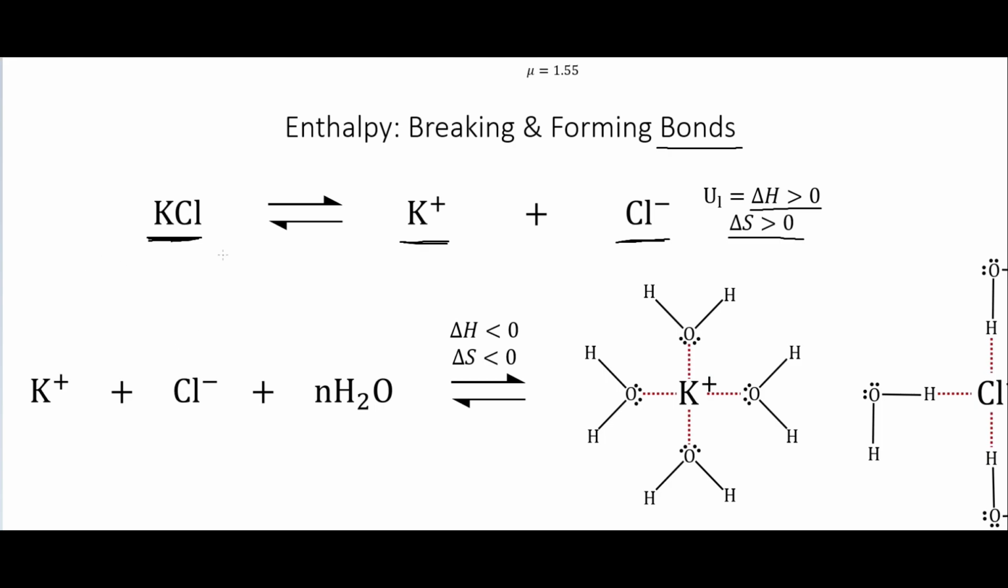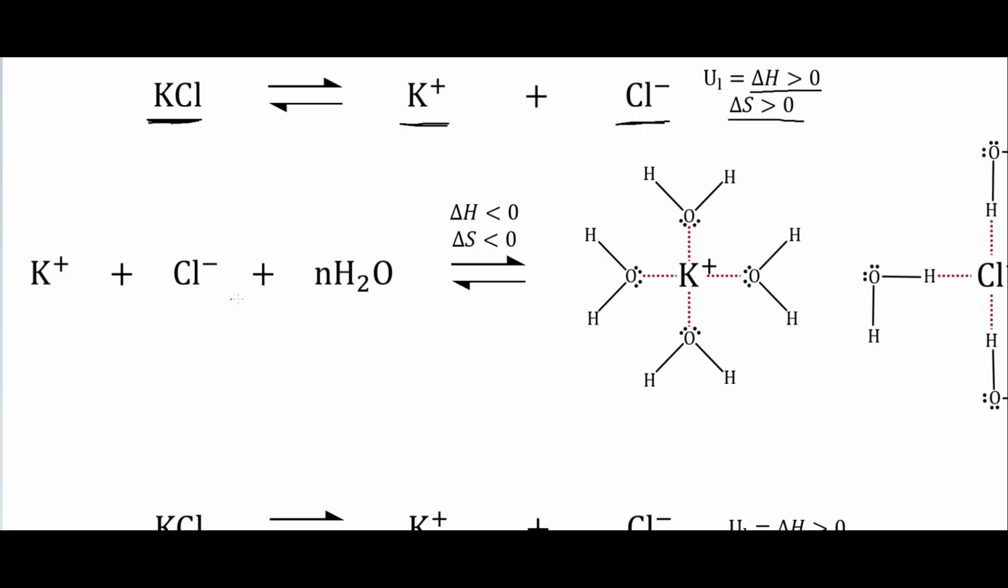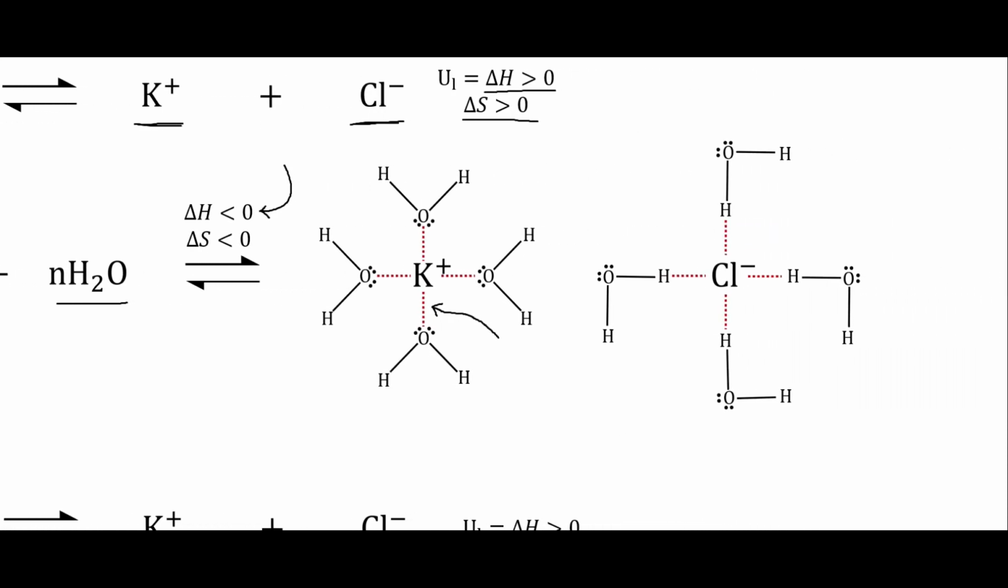The first step is breaking it apart. The second step is the interaction with the solvent molecules. And this is where we get the favorable delta H, because we are now forming these ion-dipole bonds with our water molecules, and doing that is enthalpically favorable. We'll do that with both the potassium and the chloride, where the potassium will interact with the partial negative oxygens and the chloride with the partial positive hydrogens.